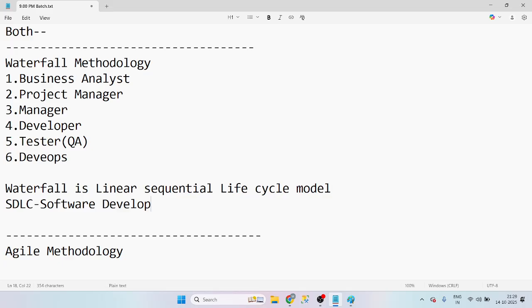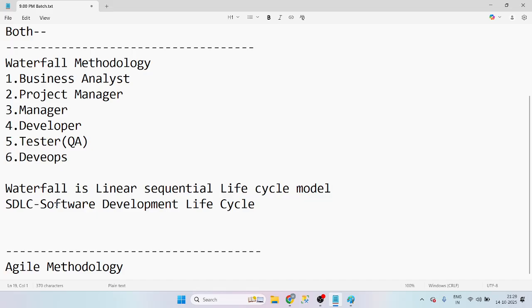Software development life cycle. Okay. And we have another thing also, software testing life cycle, STLC. But we are not using this software testing life cycle. We are mainly focusing on development. I don't want to discuss the testing life cycle. Let us discuss the development life cycle.